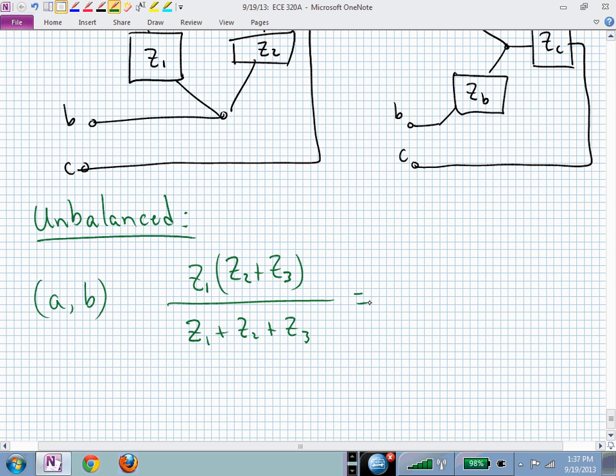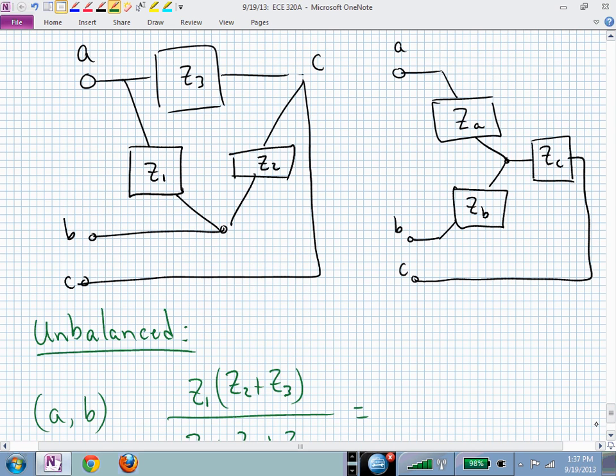What if I did the same thing with my Y connection and I said, what's the impedance between A and B? On the right-hand side. And again, C is floating, hanging.